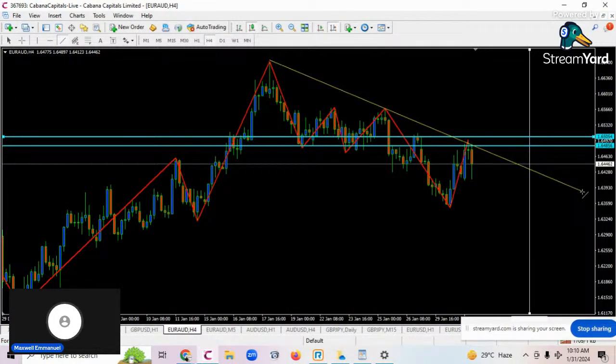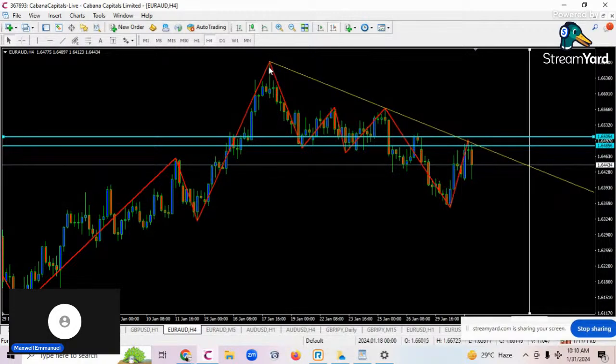If you look at the structure here, it's been forming a series of lower highs and lower lows. You can see lower high, lower low, and lower low again, lower high. So it's been forming a series of lower lows and lower highs, which indicates a bearish structure.